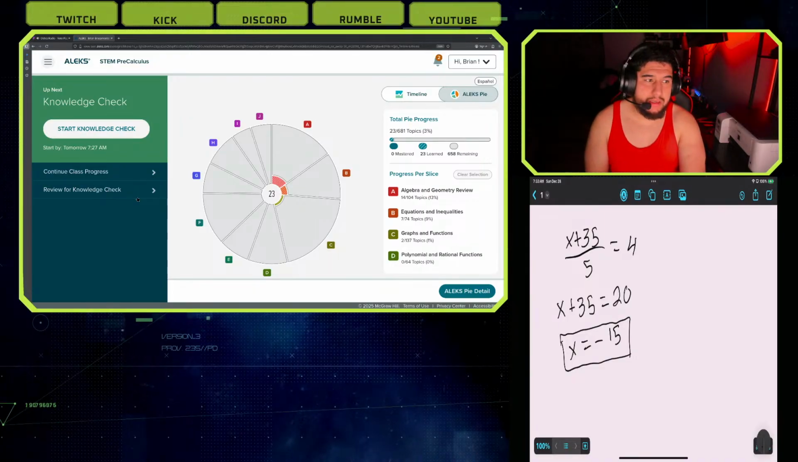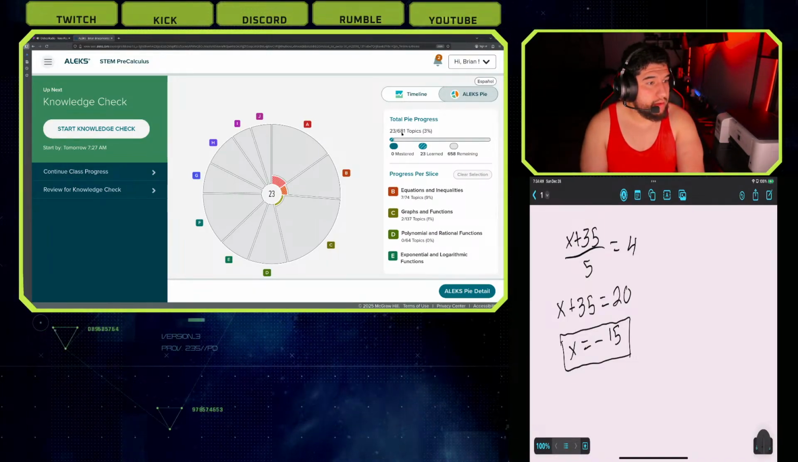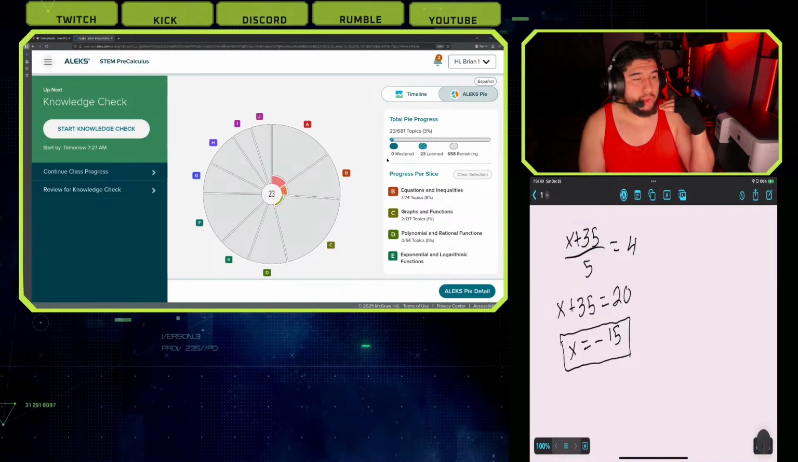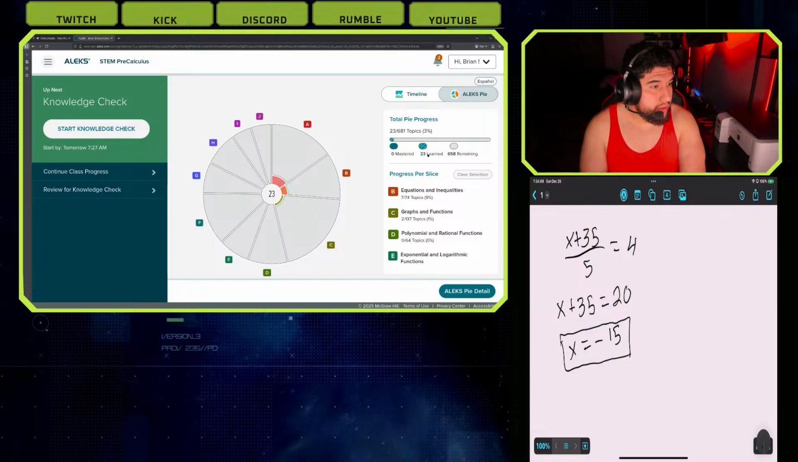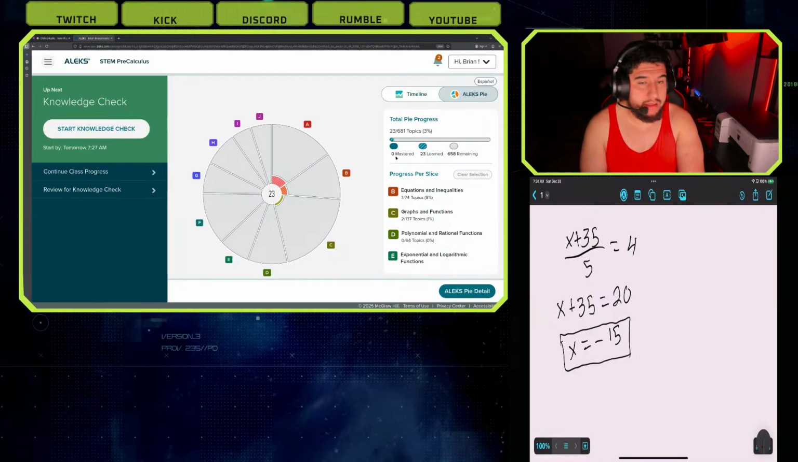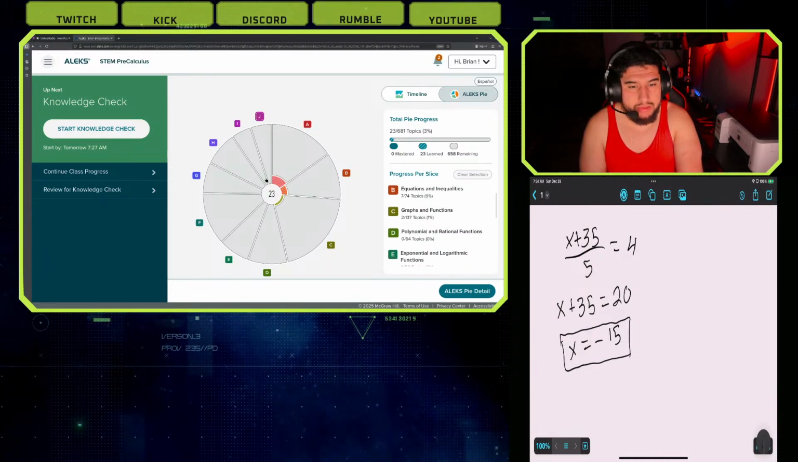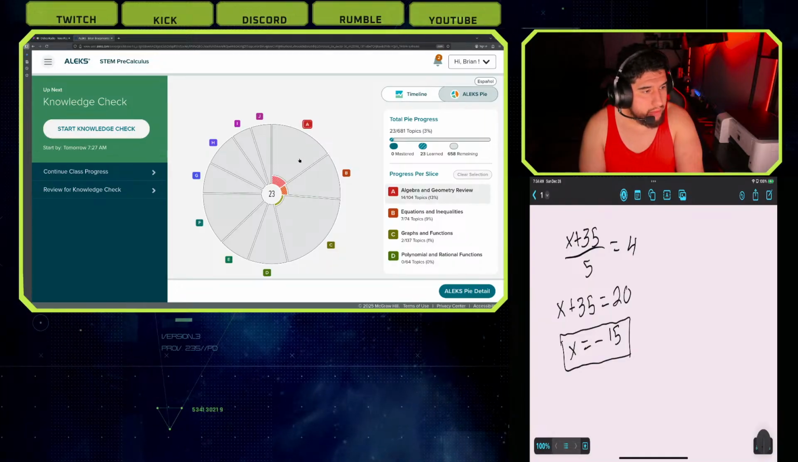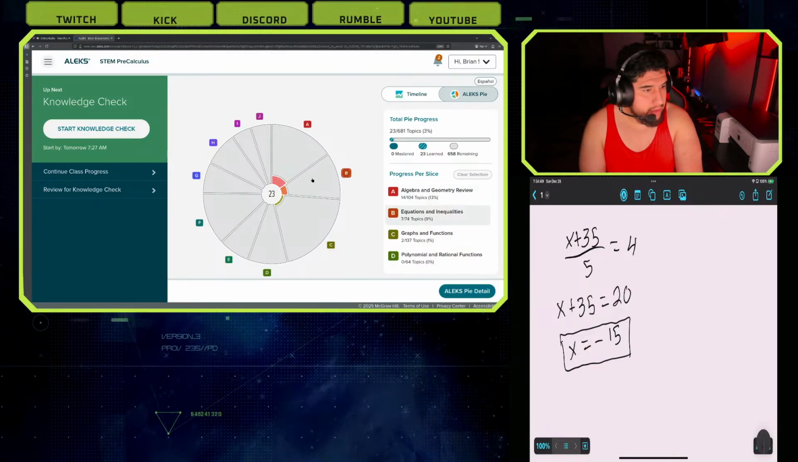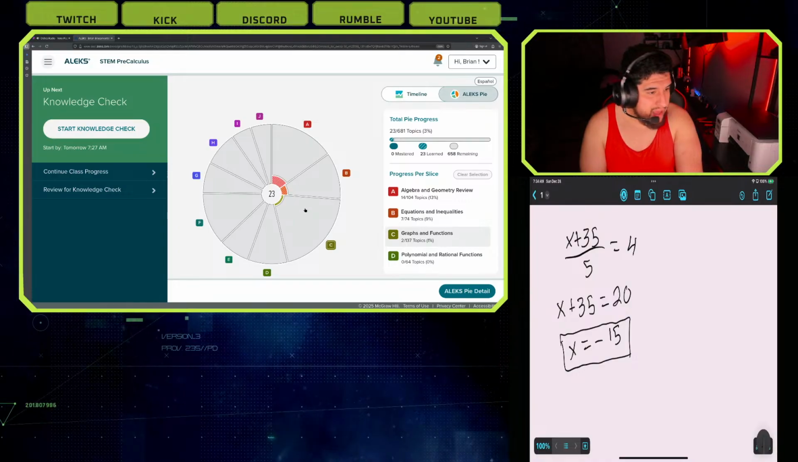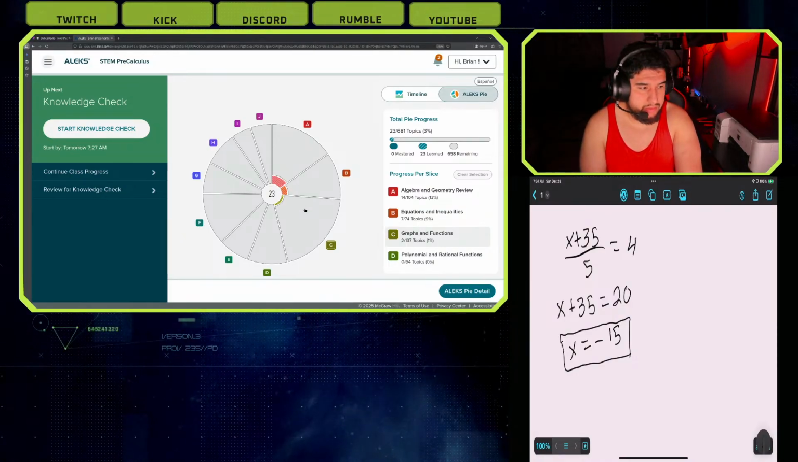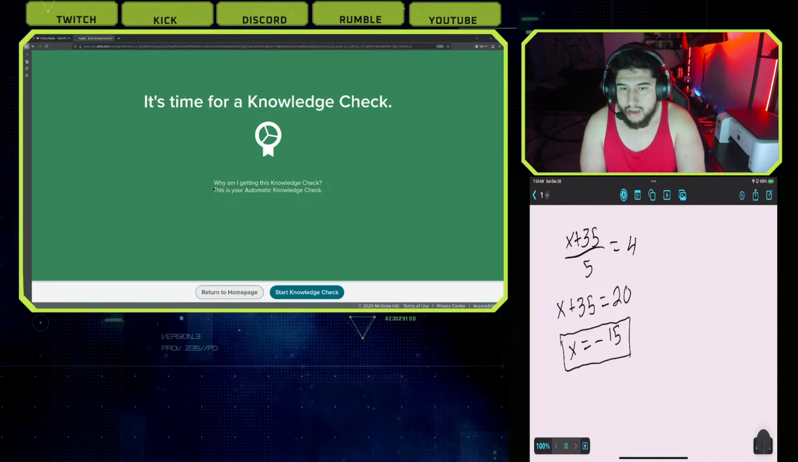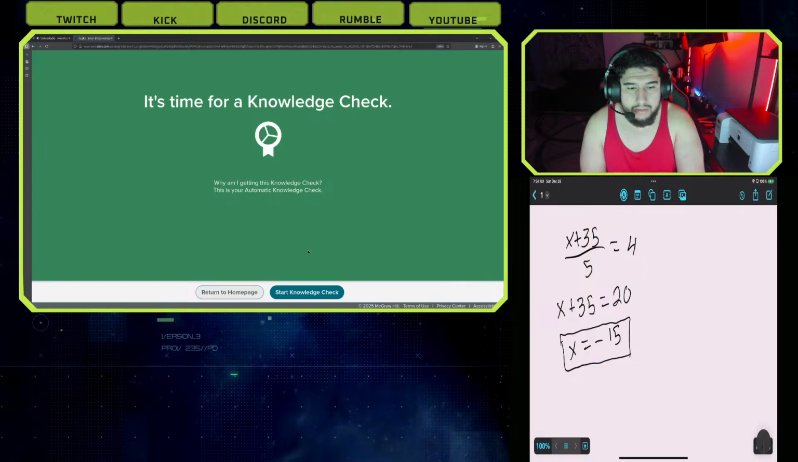You know what? Let's just do the knowledge check. We have to do 23-ish topics. So basically when you do a knowledge check, however many you learned, the number 23 right here, 23 learned, it's going to test me on like 23 topics. Alright, let's see, it looks like we did more on algebra and geometry, 13%, 9% on equations and equalities, and only 1% of graphs and functions. Alright, let's just do a knowledge check. It's time for a knowledge check. Why am I getting this knowledge check? This is your automatic knowledge check. Start.